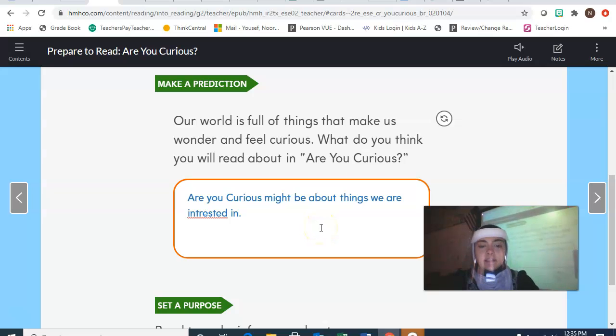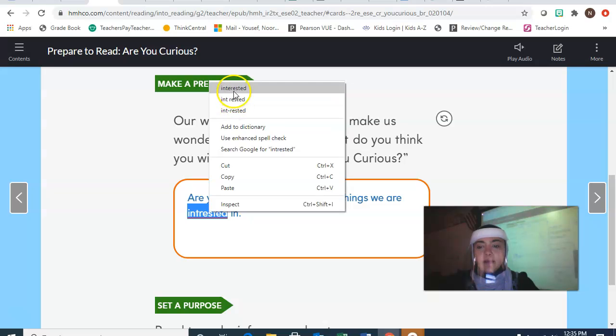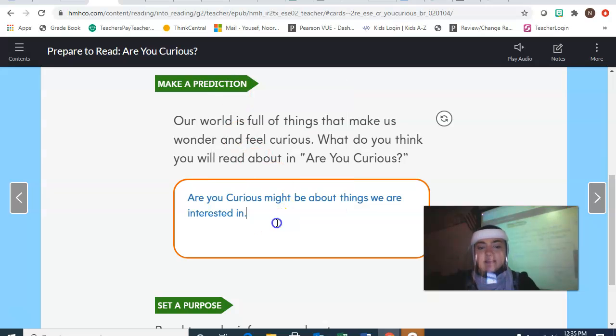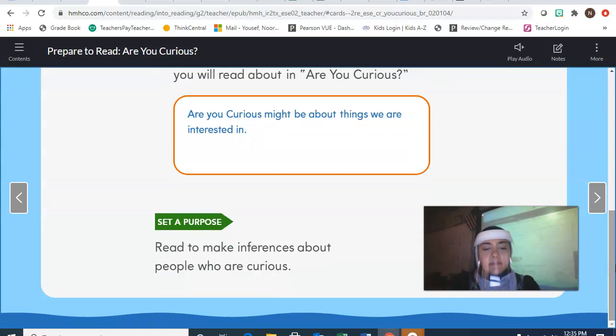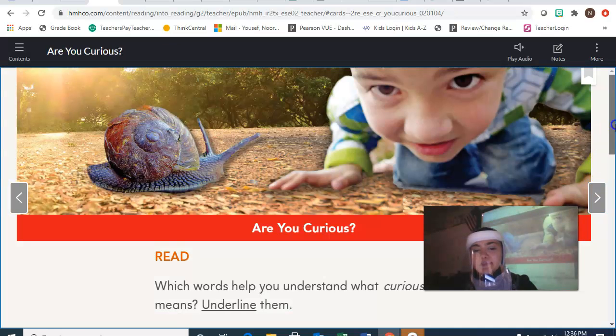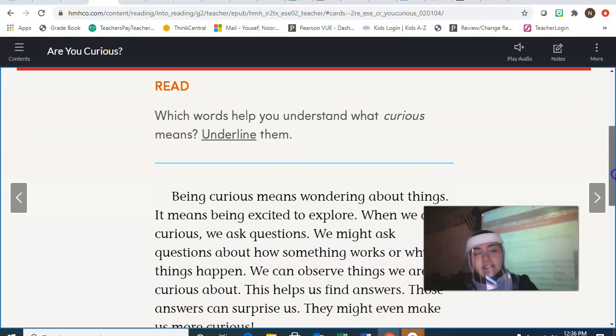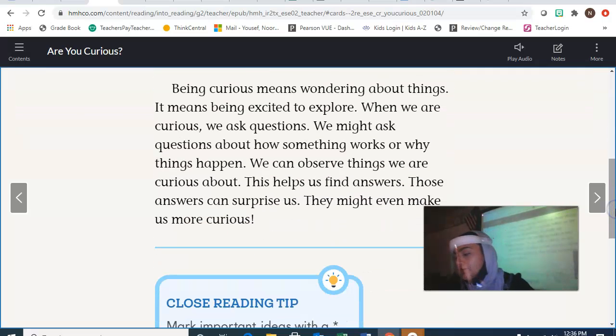What is the title of the story? Are You Curious? And we said that curious meant what? To be interested or find out things about something. Very good. Okay, so let's see. We read to make inferences about people who we are curious about. So we're going to make inferences while reading. Go ahead and follow along with me in your books.